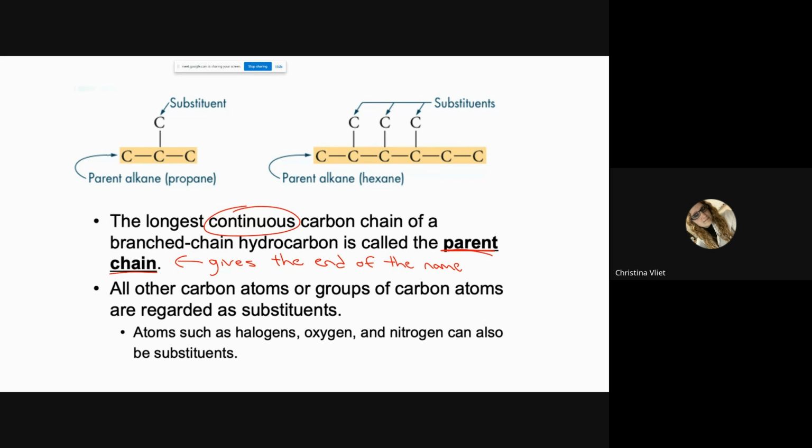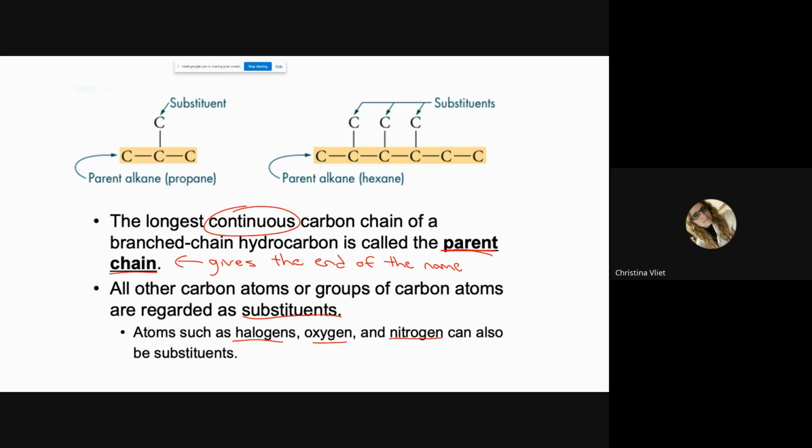Any other carbon or any other element that is not hydrogen, that's not part of that chain, are substituents. This can include halogens, oxygen, nitrogen, and carbon. I didn't get to tell your class. I told the A-Day classes and I think period 4. But in organic chemistry, we work with very few elements. I mentioned that earlier today.